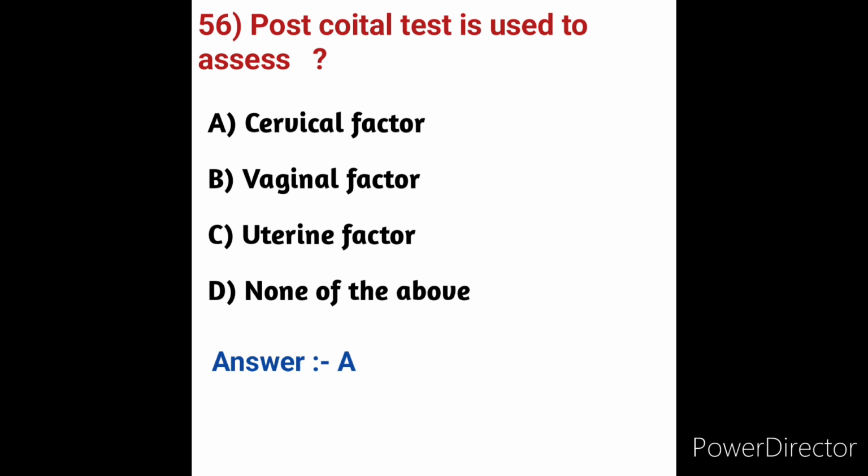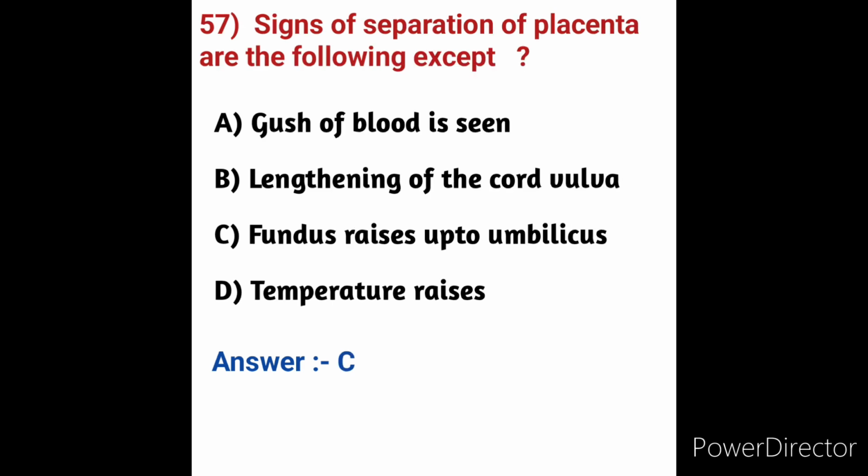Next, move on to question number 57. Signs of separation of placenta are the following except. The signs of separation of placenta means the third stage. In the third stage, from the following, one is the except option. We will see the options first. Option A, gush of blood is seen. Option B, lengthening of cord at vulva. Option C, fundus rises up to umbilicus.